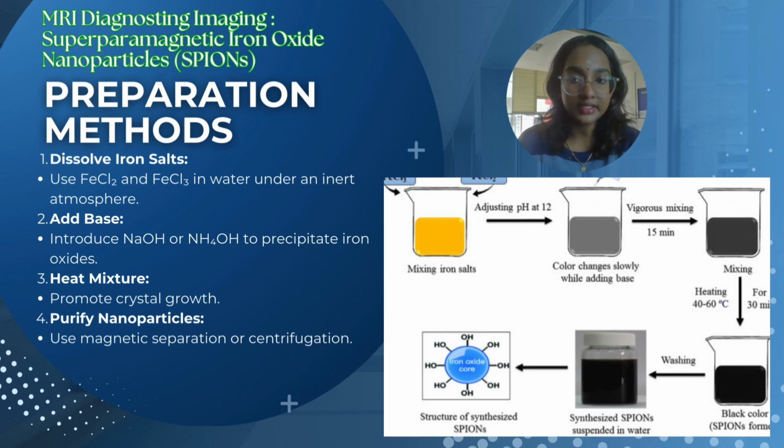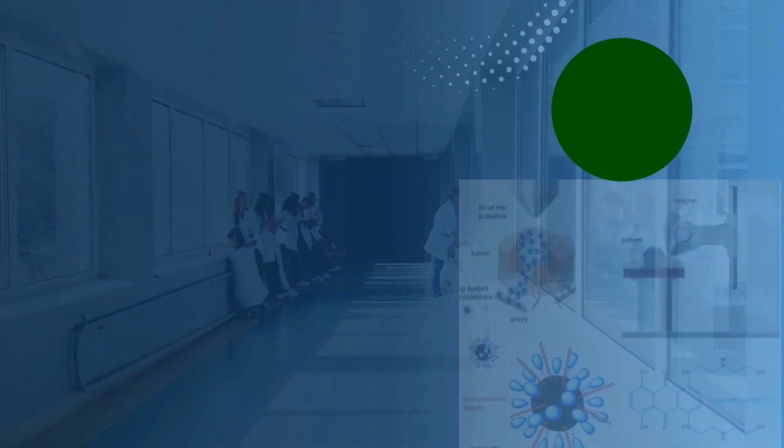So, the first step is we need to dissolve iron salt in water under an inert atmosphere to prevent oxidation. Secondly, we need to add a base to the solution to precipitate the iron oxide. Thirdly, we need to heat the mixture to promote crystal growth. And lastly, we need to wash and purify the nanoparticles by magnetic separation or centrifugation.